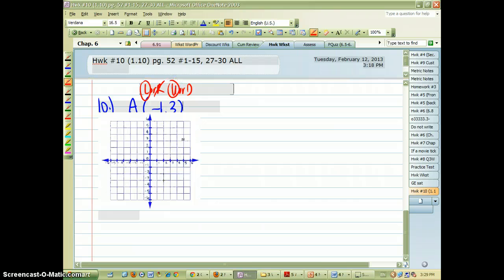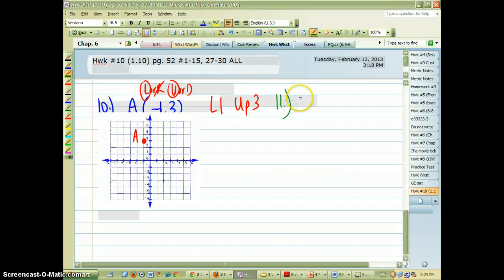So for this one, I know I'm going to start here. I'm going to go left 1, and up 3. So starting in the middle, I go left 1, up 3, and I'm going to end right here. And I'm going to put a dot. I always put a dot when I plot points, and then I put an A next to it, meaning that dot is going to be called A. And that's how I graph.